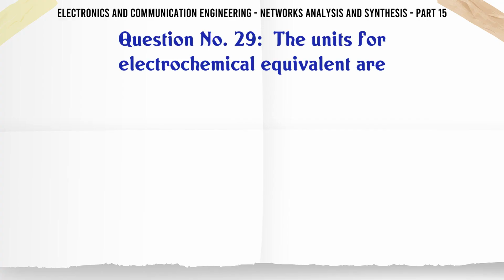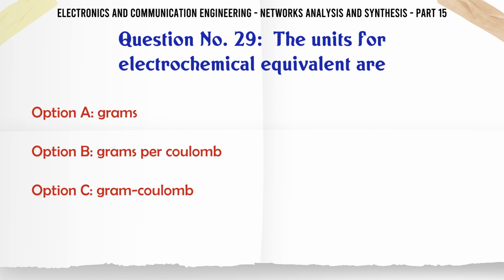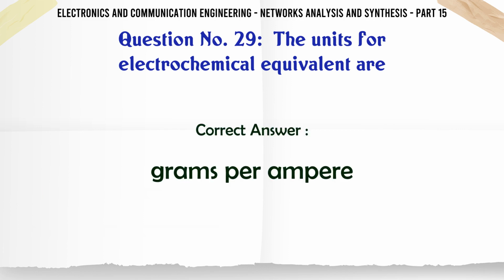The units for electrochemical equivalent are A. grams, B. grams per coulomb, C. gram coulomb, D. grams per ampere. The correct answer is grams per ampere.